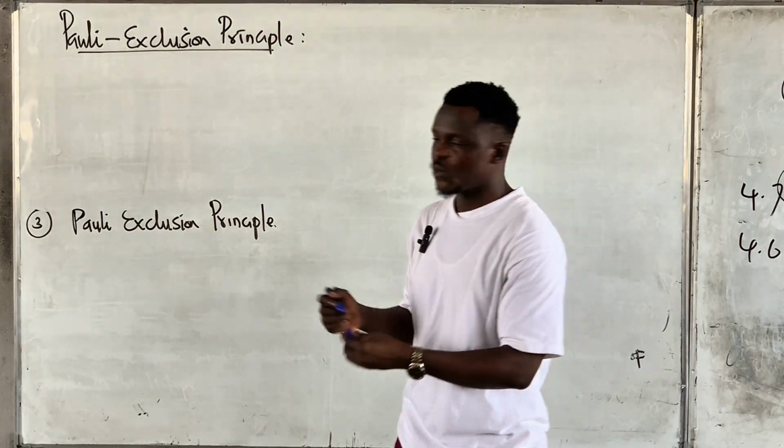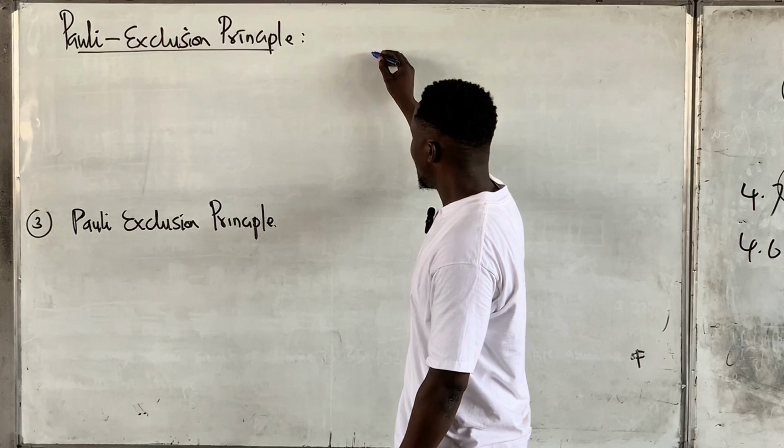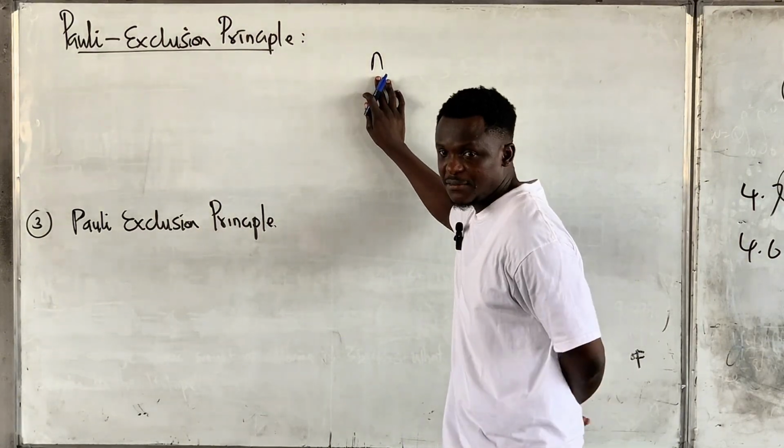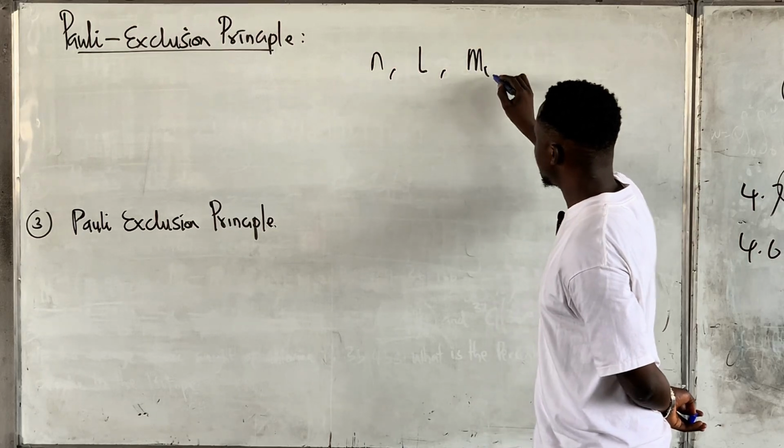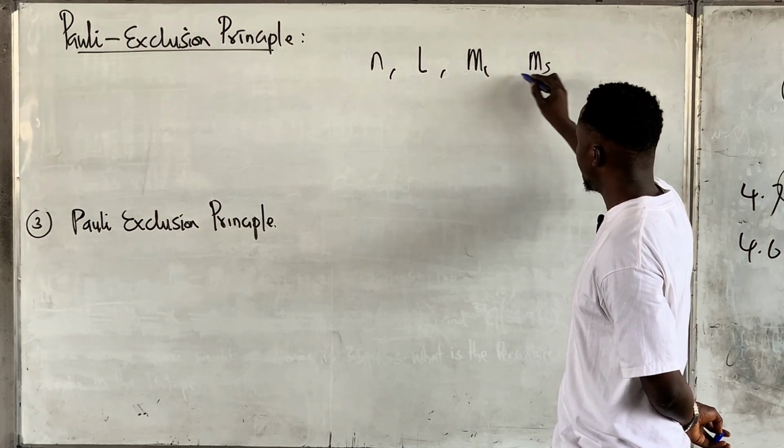In quantum numbers, we have 4 types of quantum numbers. We have the principal, which has the symbol N. We have the azimuthal, which has the symbol L. We have the magnetic, which has the symbol ML. And we have the spin.